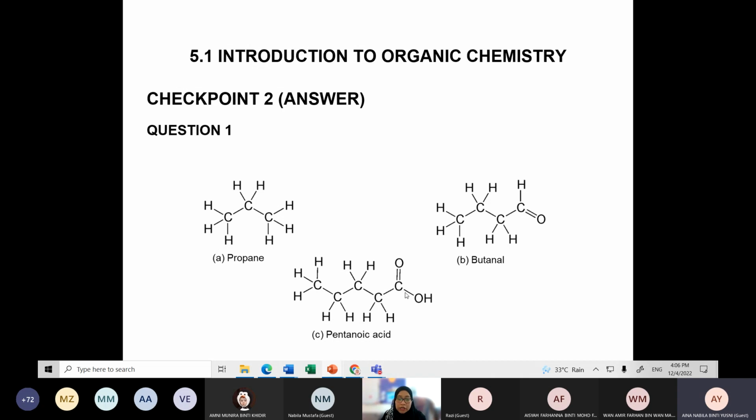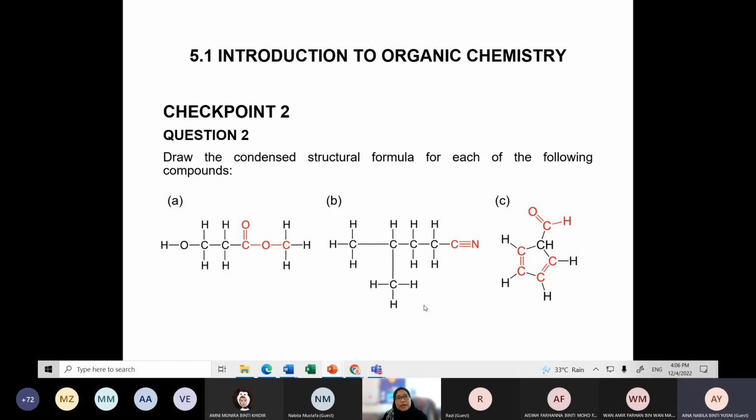Then we have the carboxyl group again at the end of the chain. Compared to butanal, or aldehyde just now, which has hydrogen, the carboxylic acid has OH for the carboxyl group. Right, then checkpoint 2. Draw the condensed structural formula for each of the following compounds.